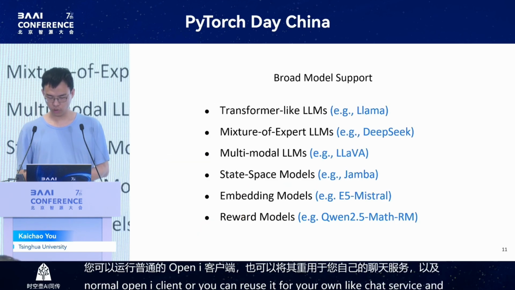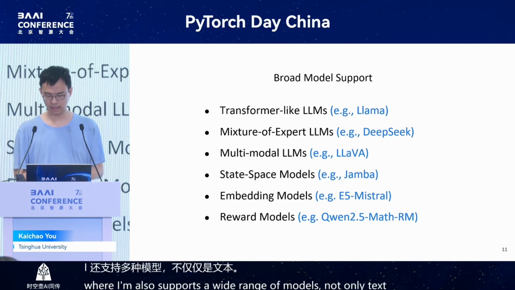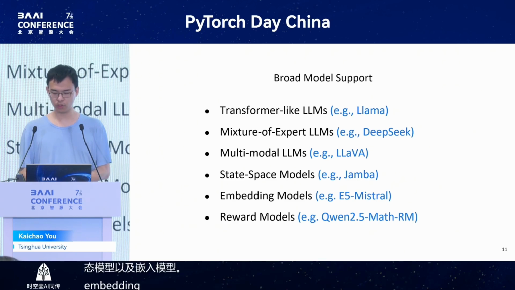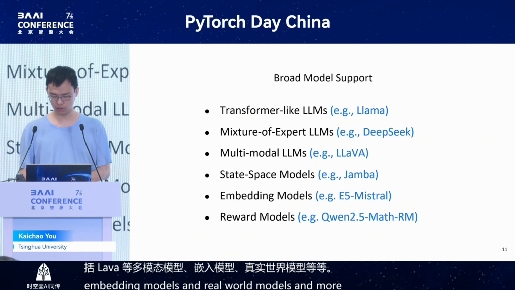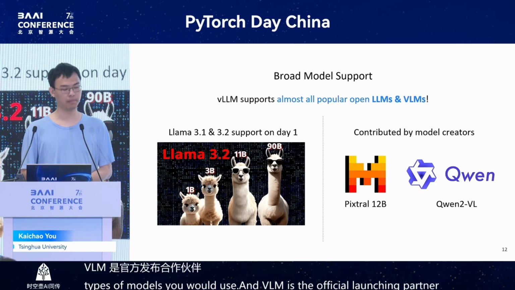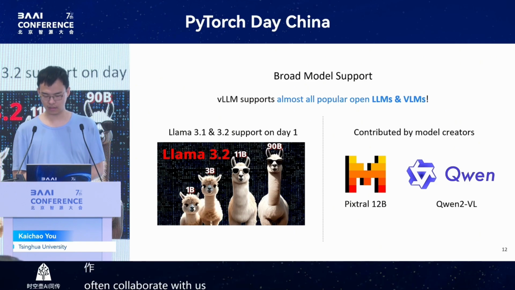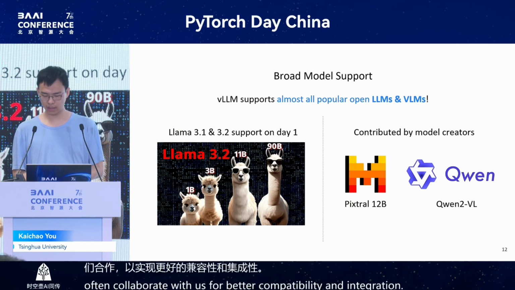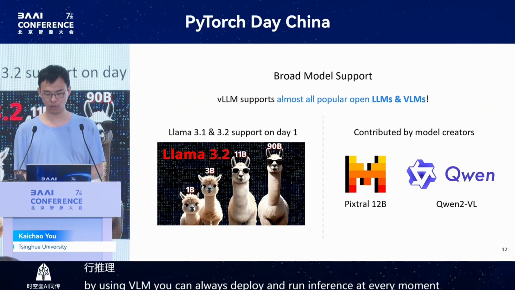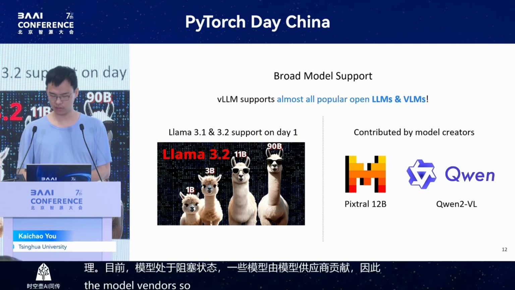And vLLM also supports a wide range of models, not only text generation models like Llama and DeepSeek, but also multimodal models like LLaVA, and also embedding models, reward models and more, covering the mainstream types of models you would use. And vLLM is the official launch partner of many major LLM companies. Before their models are officially released, they often collaborate with us for better compatibility and integration. So as a result, by using vLLM, you can always deploy and run inference at the very moment the model is launched. And some models are contributed by the model vendors, so you can trust the implementation.